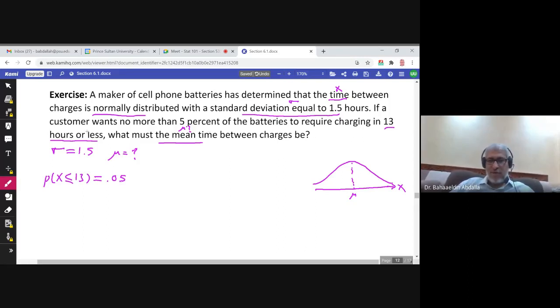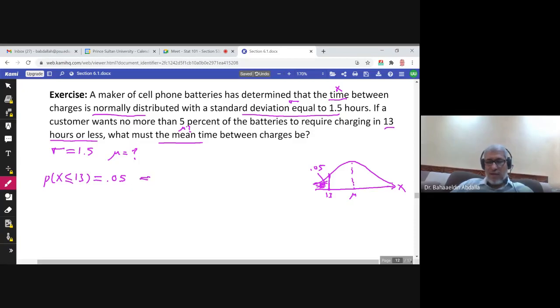This is what he means when he says if a customer wants no more than 5% of the batteries, so this is the probability of the batteries requiring charging in 13 hours or less. So the area to the left of 13 is 0.05. So where would be 13? 13 is an x value. If the area to its left is 0.05, this means that 13 is a number here. It's a value of x. And the area to its right is 0.95. So I know this information. Now, how can I use this information to find the mean?